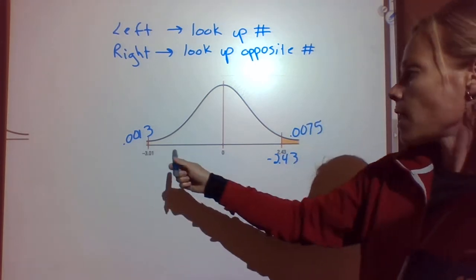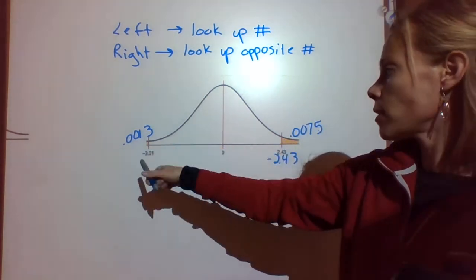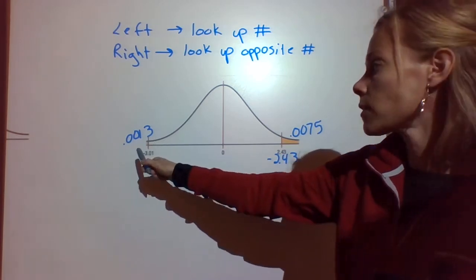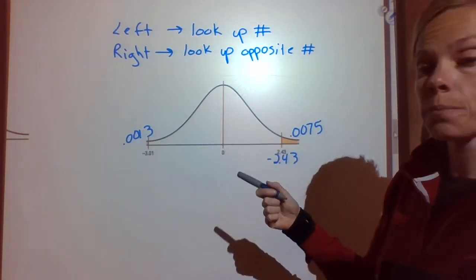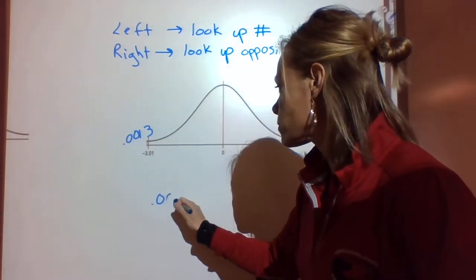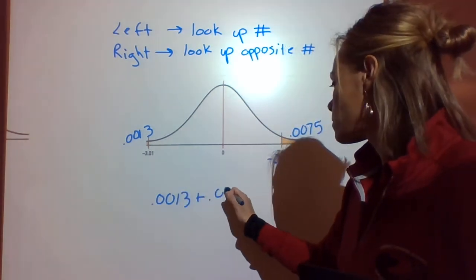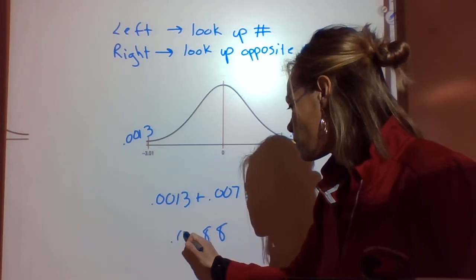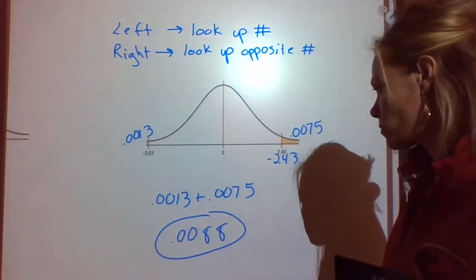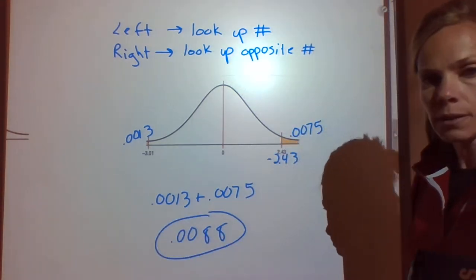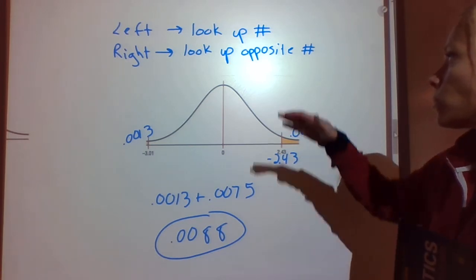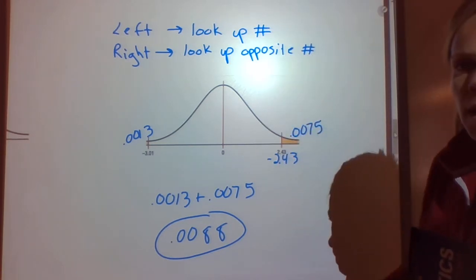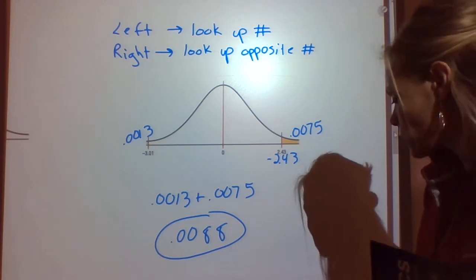Okay, now I want the probability it lands in one of those areas. So this area, or means add. So 0.0013 plus 0.0075 is 0.0088. Okay, so my last rule, since we're writing these rules right now, is area in between.